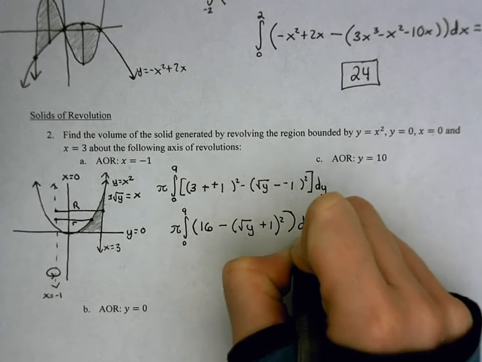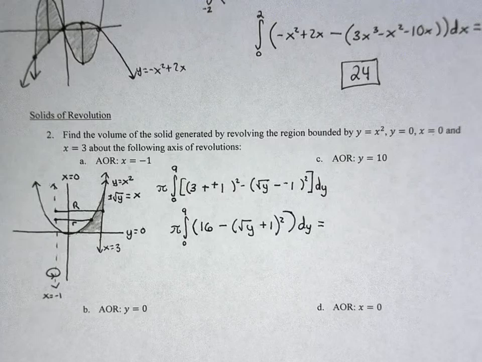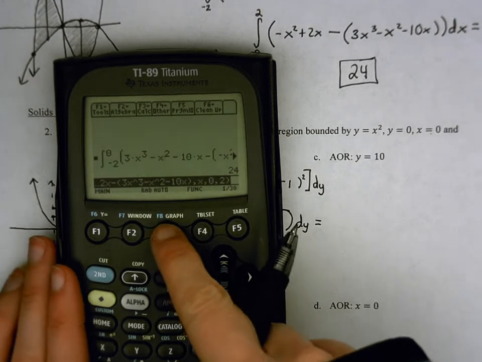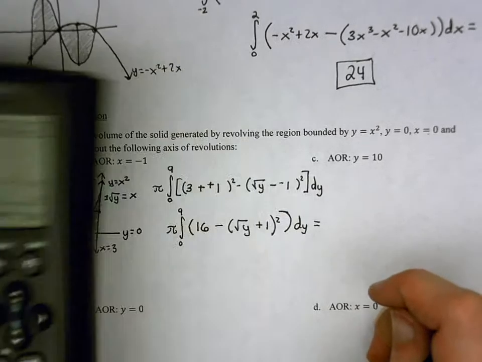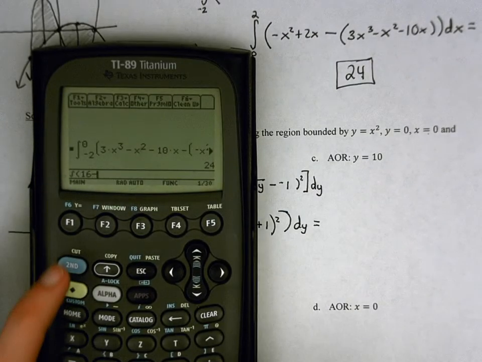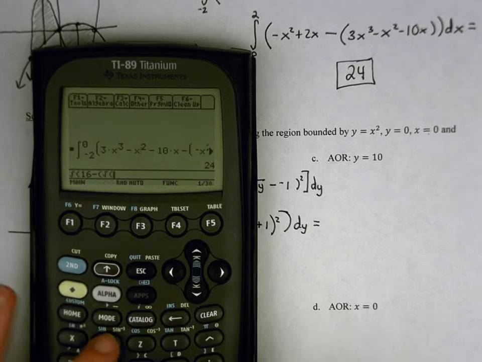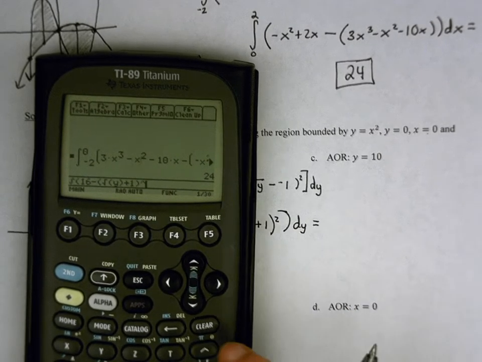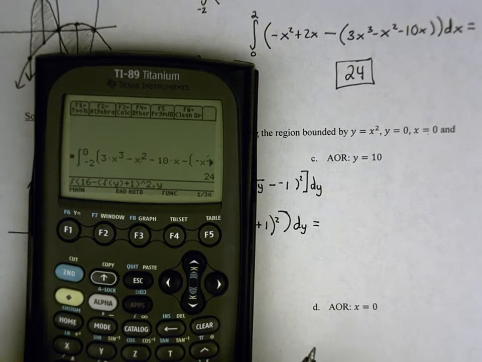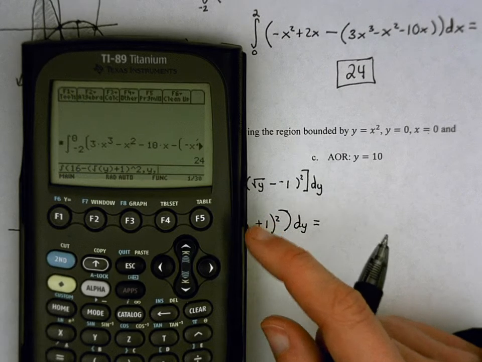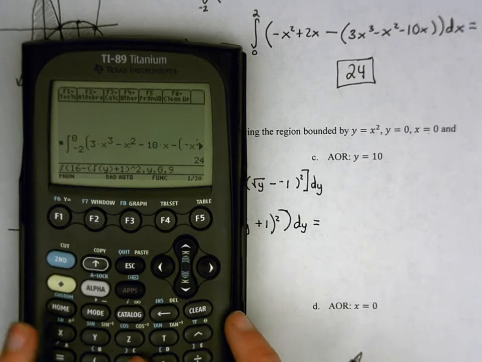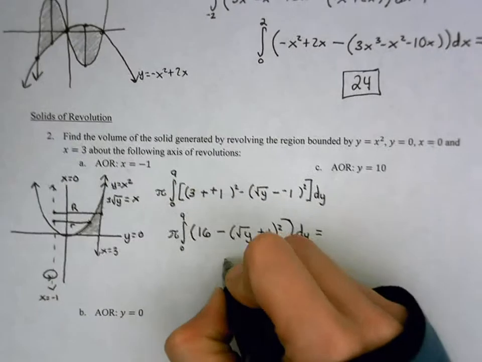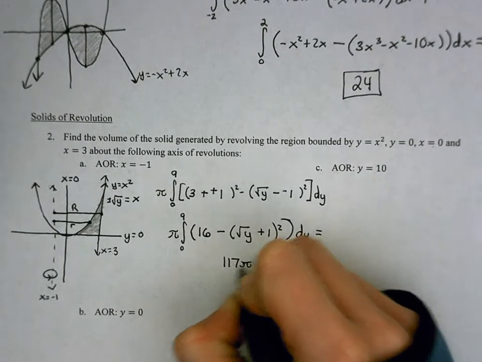dy. Okay, and so we're going to go ahead and take that, plug it into our calculator. And we are at 16 minus square root y plus 1 quantity squared, comma y for dy, comma my lower bound, which is 0, comma my upper bound, which is 9. And we should get 117 pi over 2.